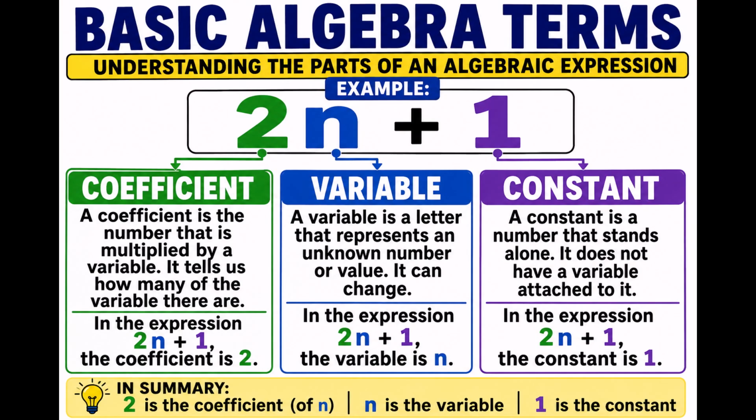In summary, 2 is the coefficient of n. N is the variable, and 1 is the constant.